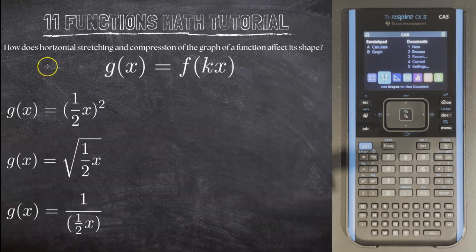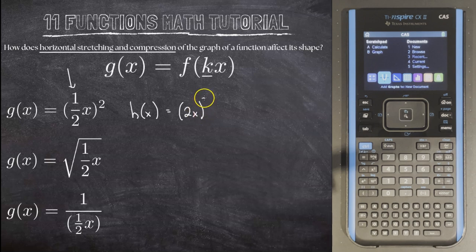Next, we're going to analyze horizontal stretching and compression, and we're going to do so with this coefficient k. Now we can have k equal to a number between 0 and 1, like right here, or we can have another function, h of x, which will equal, let's take a value larger than 1 as before, (2x) squared. Now you can probably guess already by doing a little bit of algebra what this is going to look like, but let's take a look at it on our calculators.